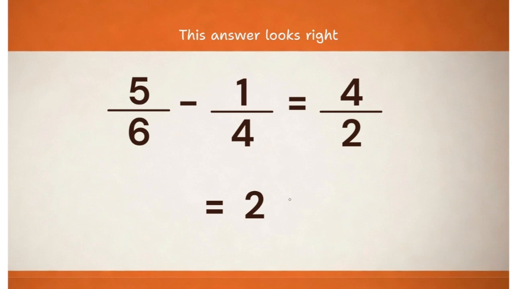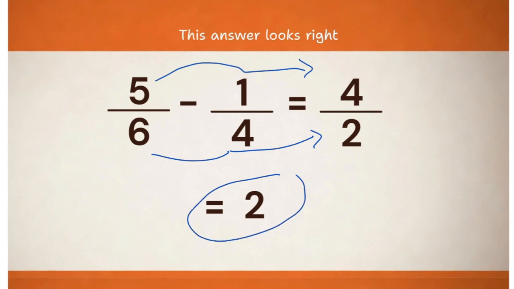This is what many students do. They subtract the tops by saying 5 minus 1 gives 4 and 6 minus 4 gives 2, and they get their answer as 4. Honestly, this looks logical, but in an exam, this earns 0 marks.